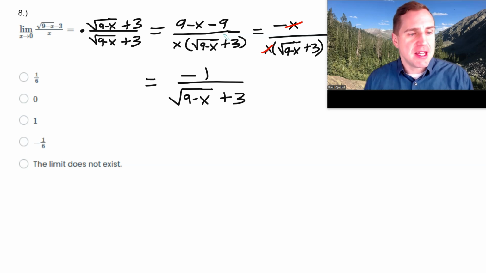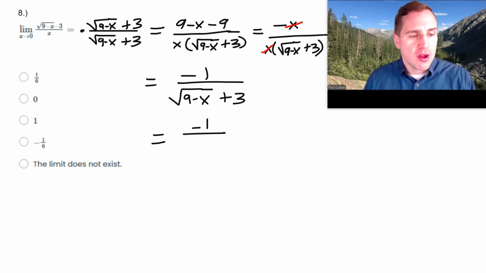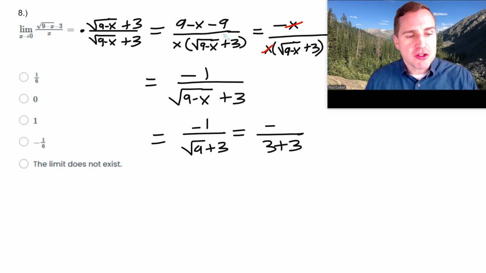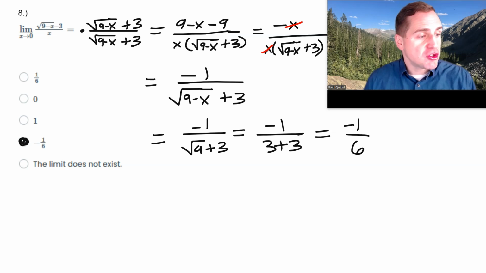So if we plug in 0 for the x value that this limit approaches, we're going to have negative 1 over the square root of 9 plus 3. Well, square root of 9 is 3, so that's going to be 3 plus 3 for the denominator. The numerator is still negative 1. That's going to be negative 1 over 6, or negative 1/6. And that is this choice here.